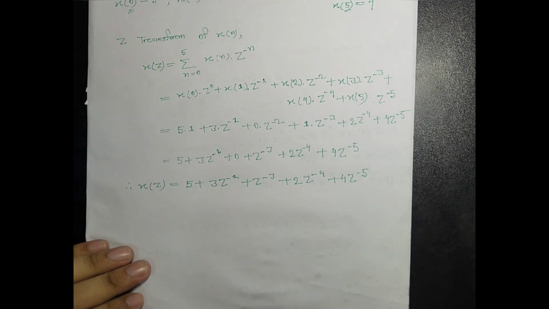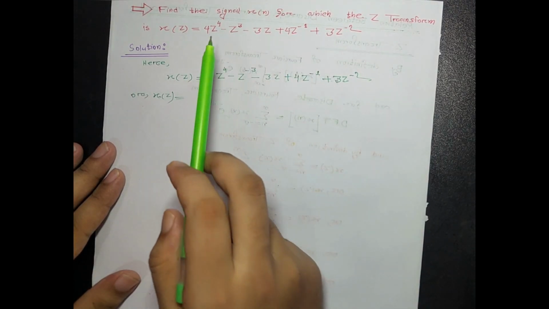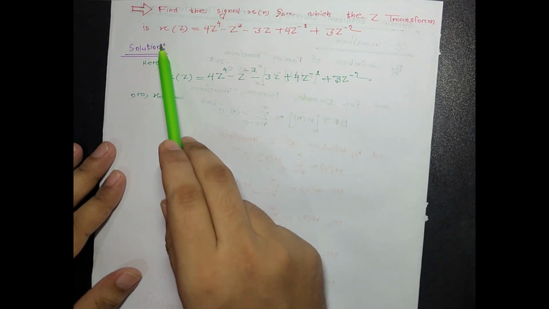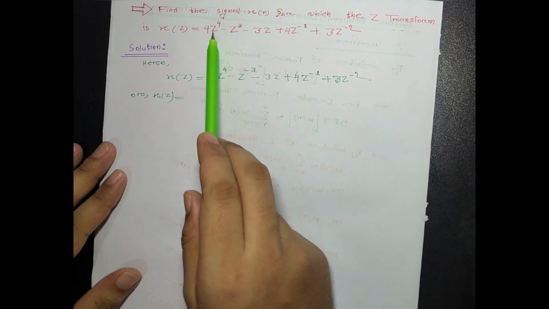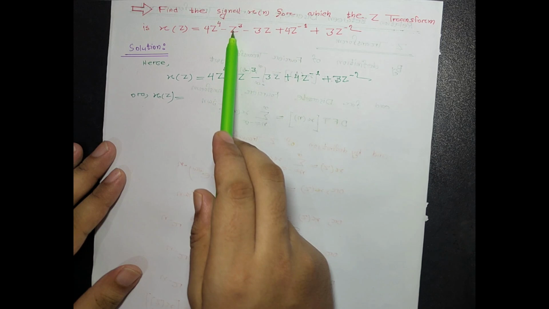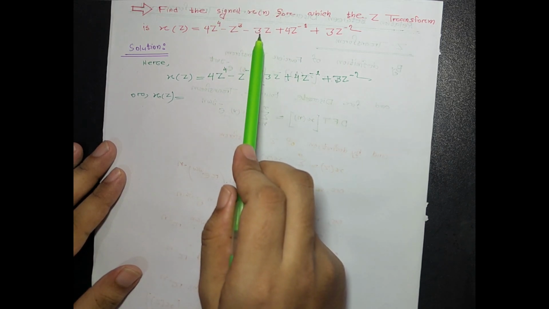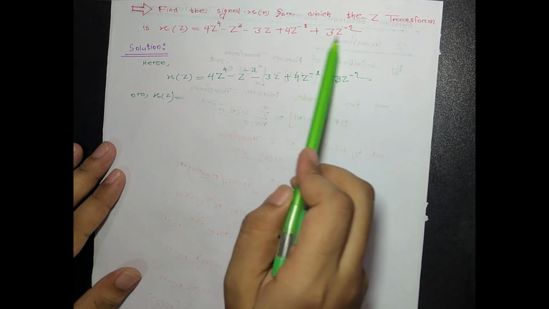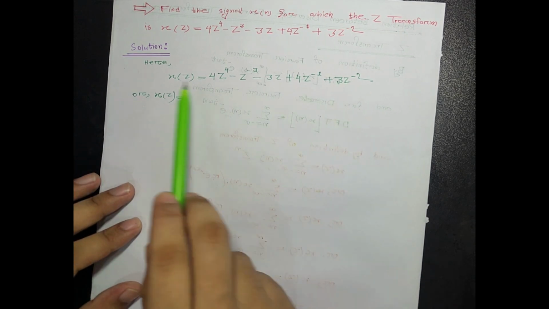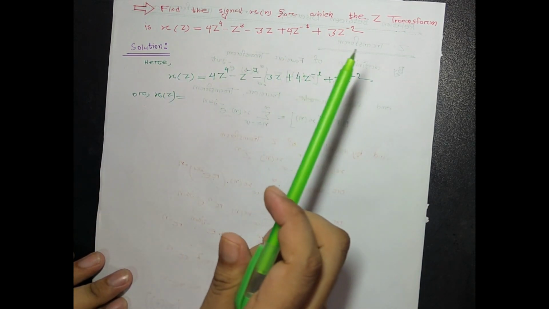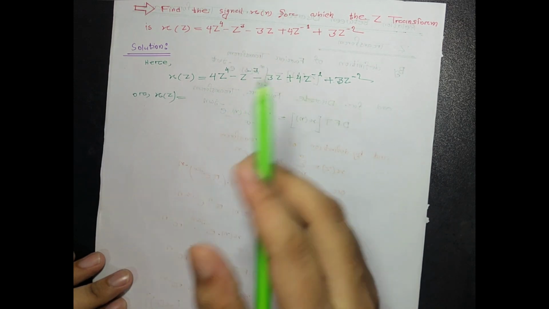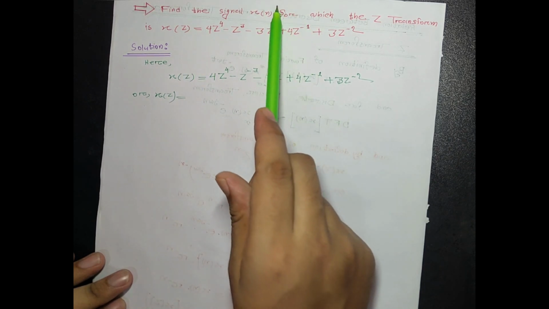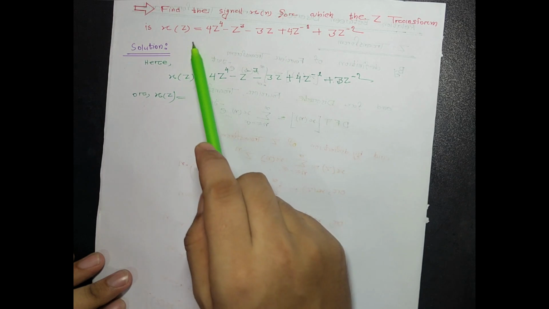Now another problem is: find the signal x of n for which the z transform is x of z equal to 4 into z to the power 4 minus z to the power 3 minus 3z plus 4 into z to the power minus 1 plus 3 into z to the power minus 2. That means the problem is inverse z transform, finding x of n from x of z.